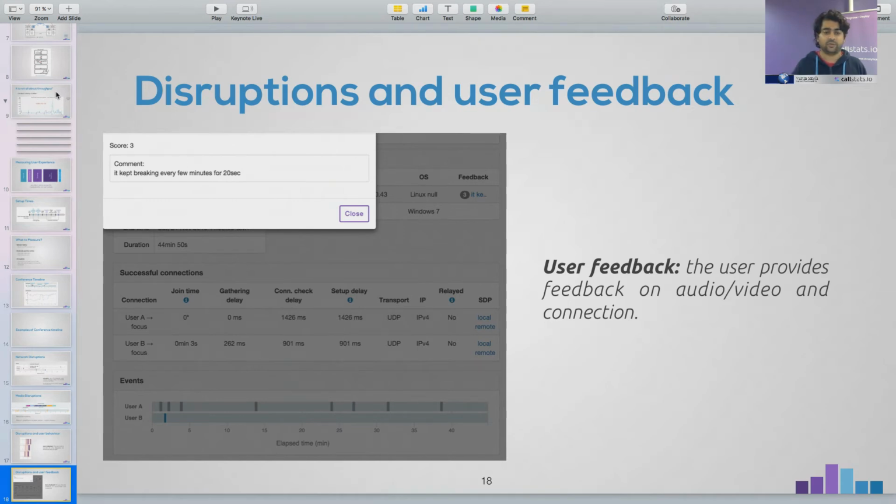So what we've observed is user feedback sometimes is very in sync or correlated with what we experience or see on the network side from the statistics.